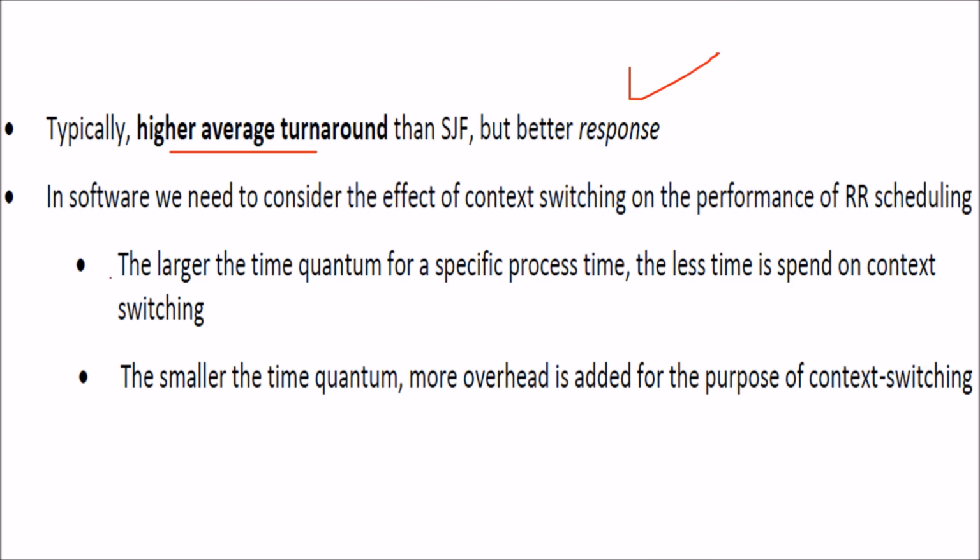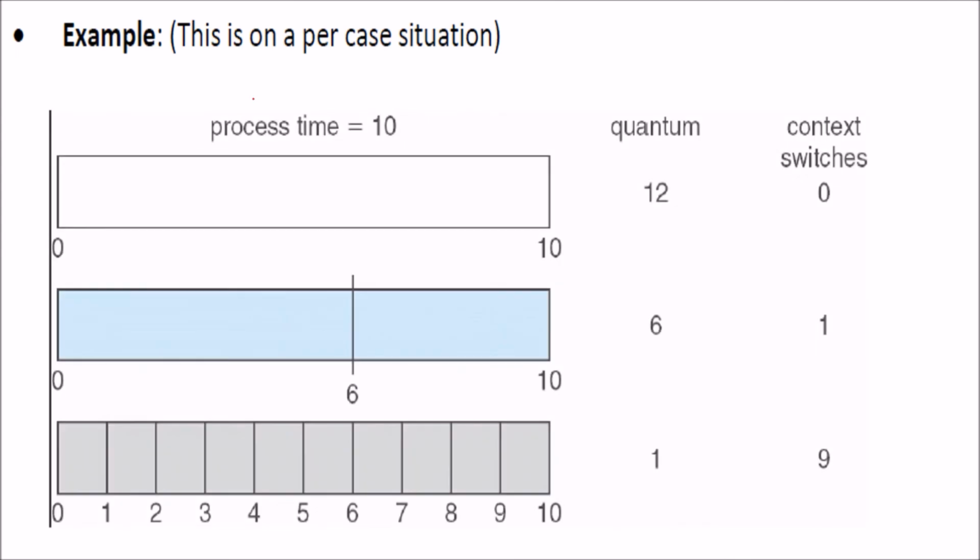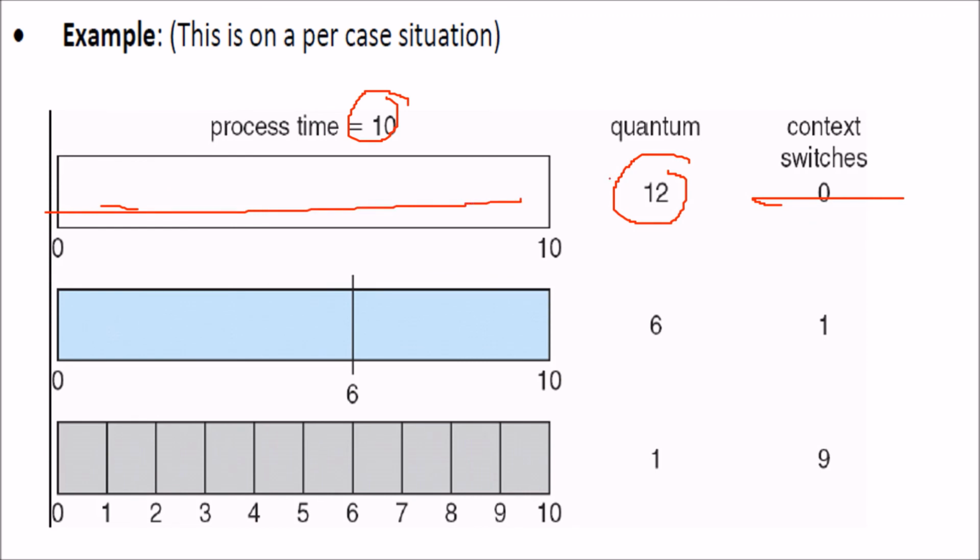So we want the time quantum to be such that the context switching is as little as possible. We'll see the scenario where you increase or decrease the quantum. See, if the process time is 10 and the quantum you have taken is 12, the context switch is 0. There will be no context switching in the processes. But the thing is that this quantum is very huge. I'm just taking an example. But if you take the quantum as 6, the context switch will be only 1. But if you take the quantum as very small, the context switch is very high.